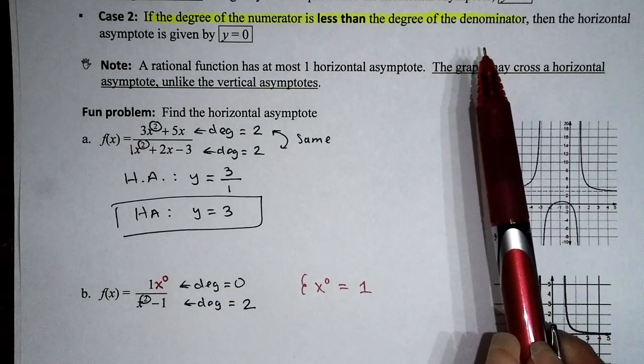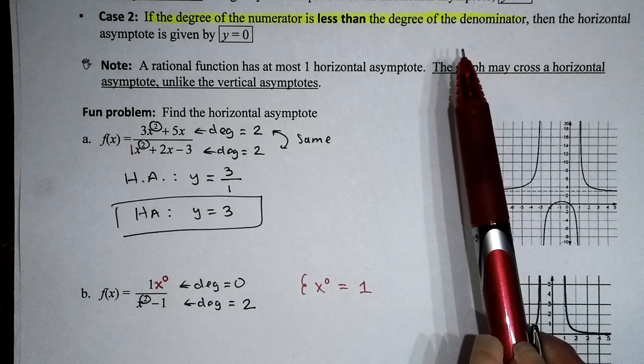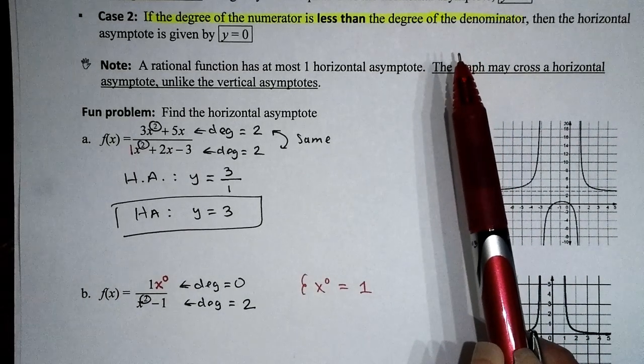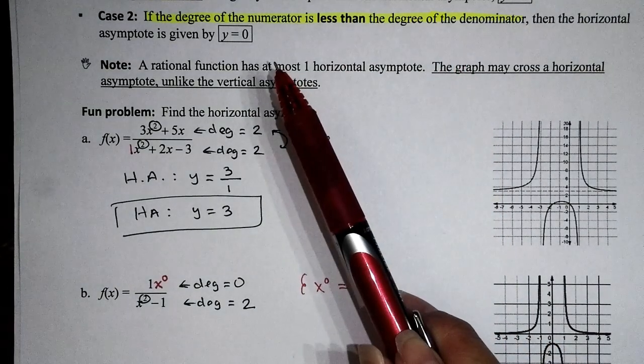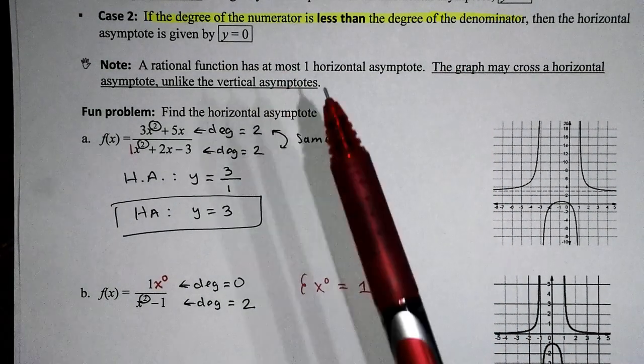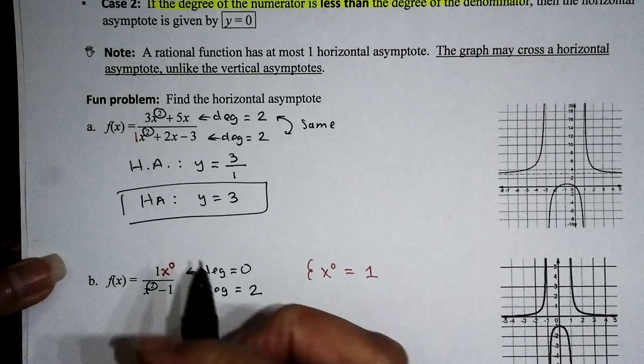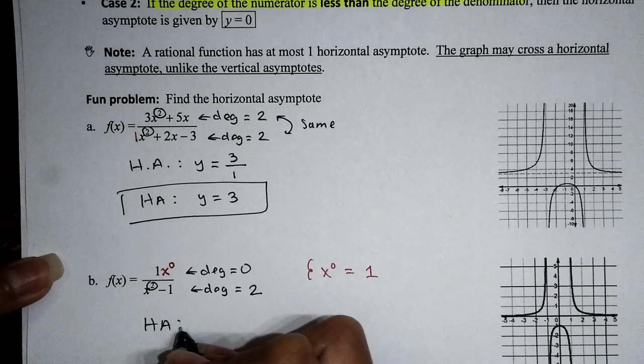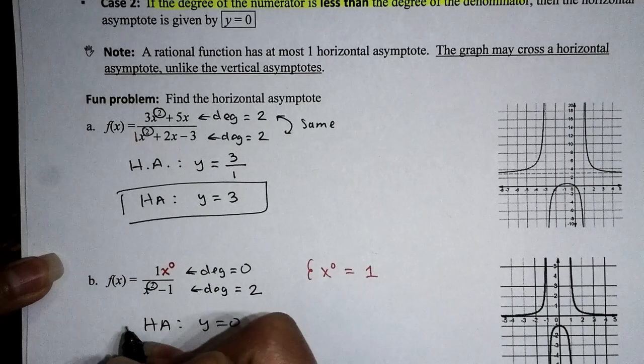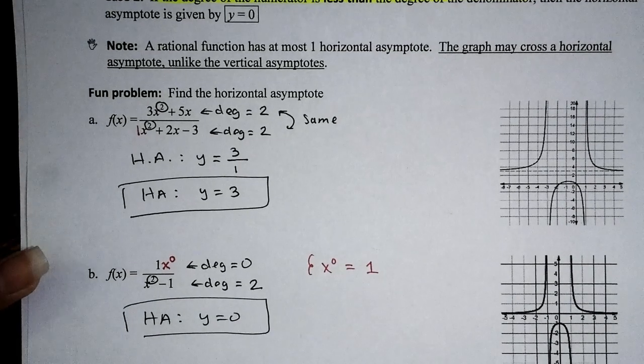And if that is the case, if the degree of the top is less than the degree of the bottom, then the horizontal asymptote is given by y equals 0. There's no division. If the degree of the top is less than the degree of the bottom, there's no way around it. The horizontal asymptote equation is y equals 0.